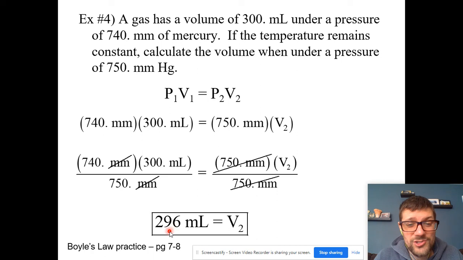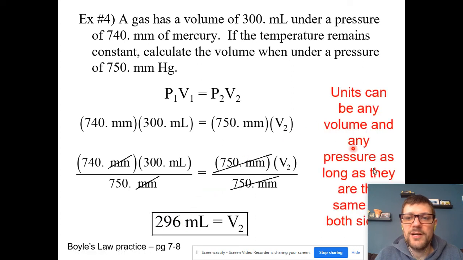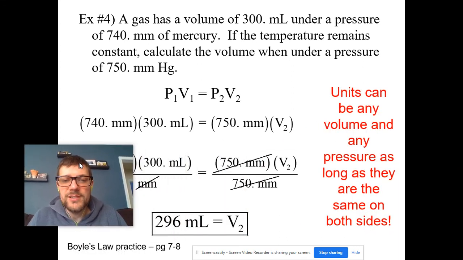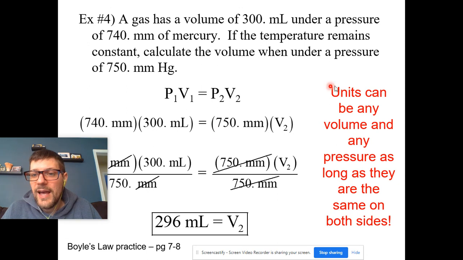As I mentioned, when I was just thinking about it conceptually, I'm increasing the pressure, so the volume should go down. I'm smushing the gas. It's going to take up less space. Now, the nice thing about these Boyle's Law problems that you do tonight for homework, they can have whatever units they want as long as they're the same on both sides. In this case, we've got milliliters, so my answer is in milliliters. They gave me millimeters of mercury on both sides, so those were the same.